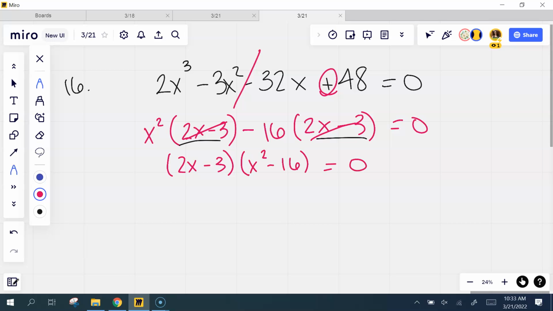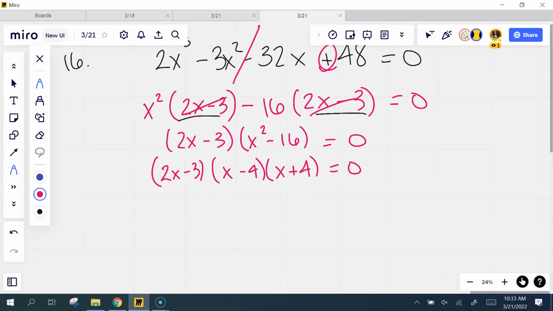Can I factor any further? Good job. X squared minus 16 will break down. How does it factor? That's right. Once I have all linear factors, I cannot factor any further, and I am ready to just set to 0. So 2x minus 3 equals 0. X minus 4 equals 0. X plus 4 equals 0. These are easy solves because they're linear.